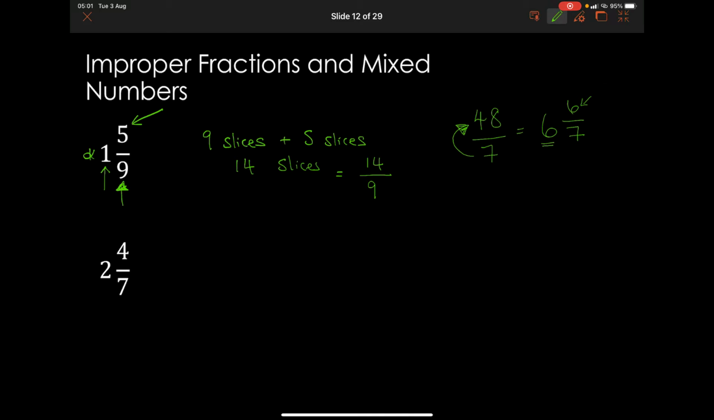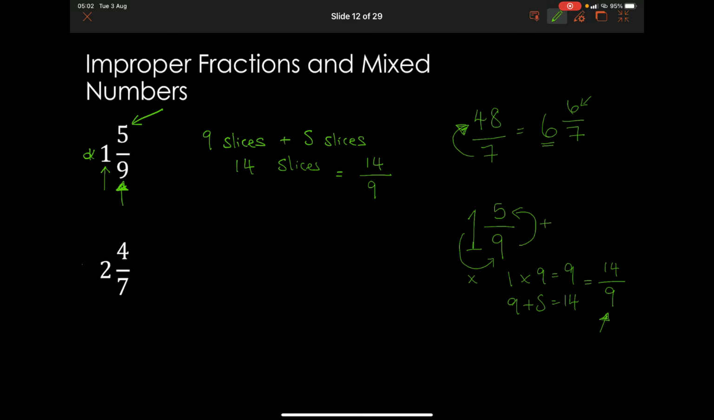Now, a better way of looking at that, if I write 1 and 5 over 9 over here, there's a proper method to do this. All you would do is take this whole number, this 1, and times it by the bottom, 1 times 9, and then add the top. So 1 times 9 is 9, and then 9 add 5 is 14. And then we'd say, as a fraction, that's 14 out of 9, because 9 is the number of slices in each pizza.